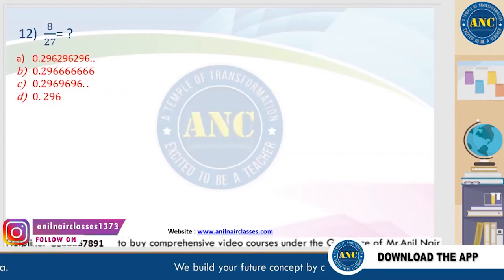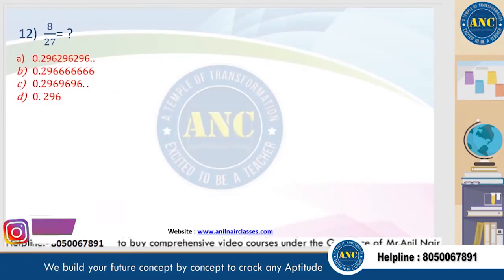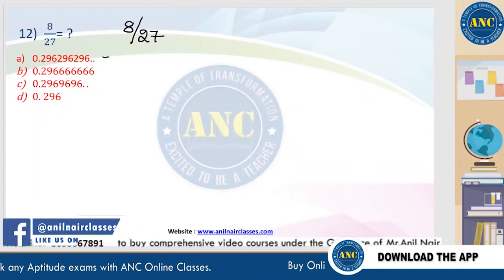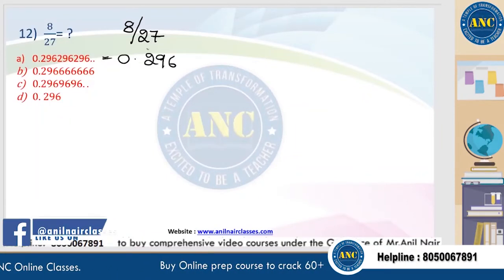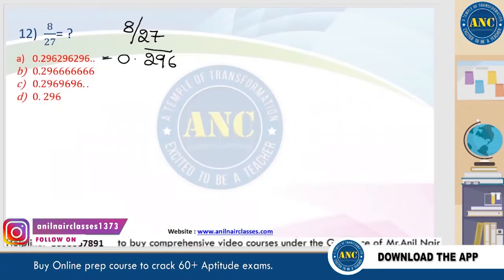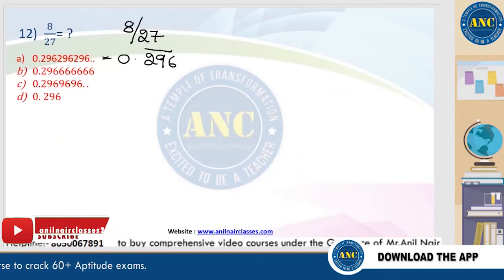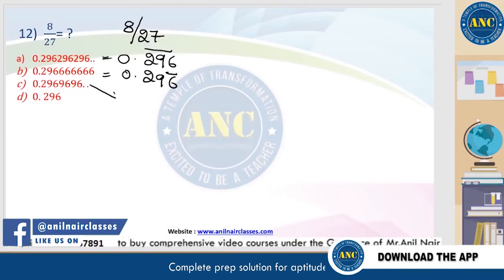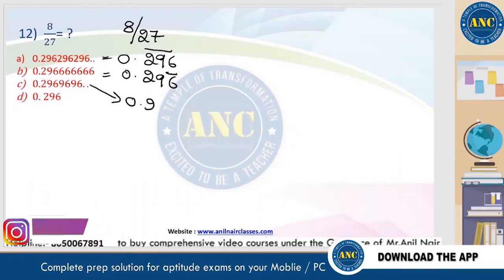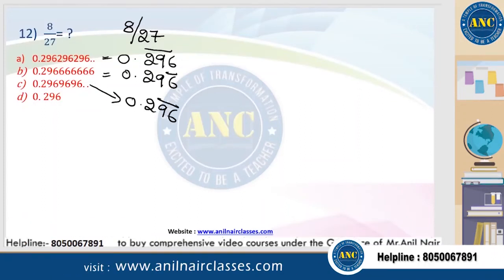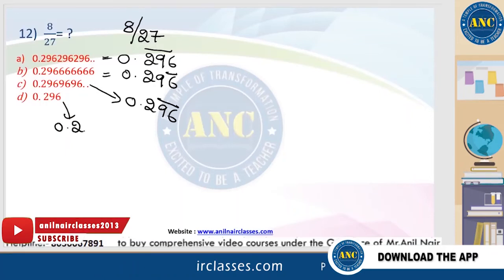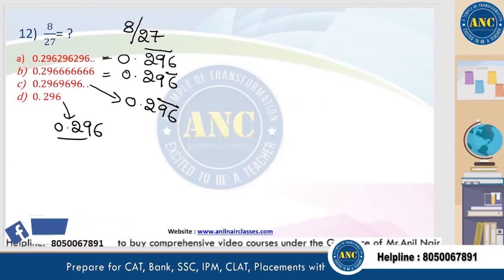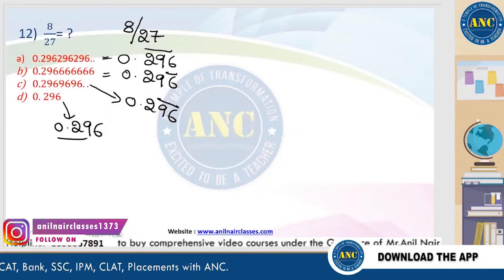See this question, the 12th question. 8 by 27. The first option is 0.296 bar. The second option is 0.296 bar. The third option is 0.296 bar. The fourth option is 0.296. Now we should know how to convert these fractions.